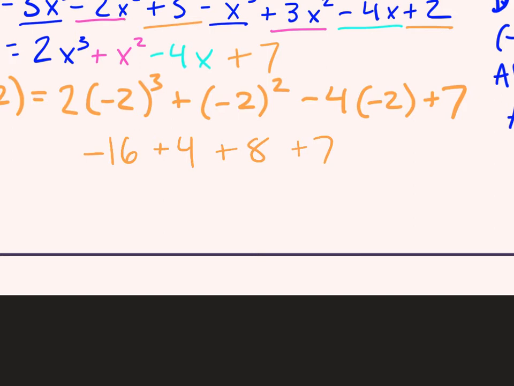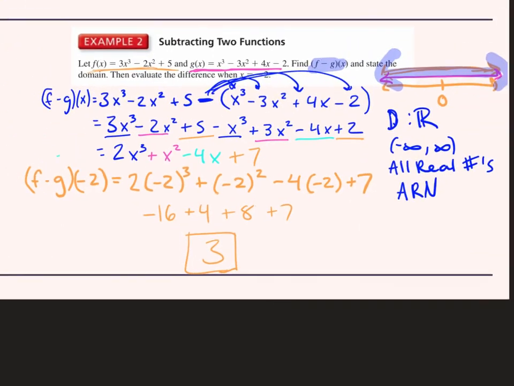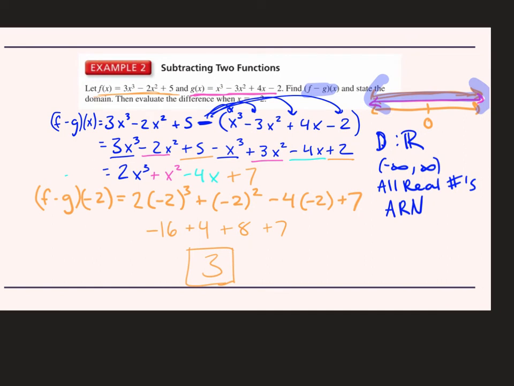So what is negative 16 plus 4 plus 8 plus 7? So you can add this any way you want. You can take it one step at a time. Negative 16 plus 4 would be negative 12, plus 8, negative 4, plus 7, 3. Or just add all the positives together, then subtract 16. However you want to add and subtract it. So here we have our new function. We have our domain. And we have our value.